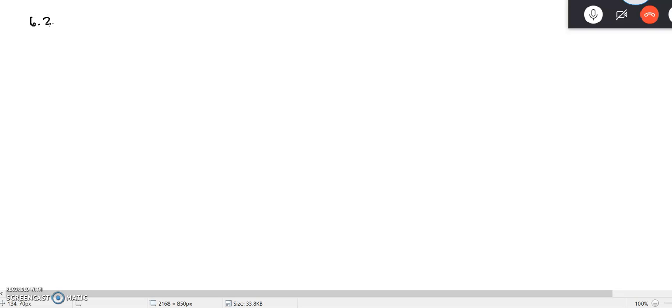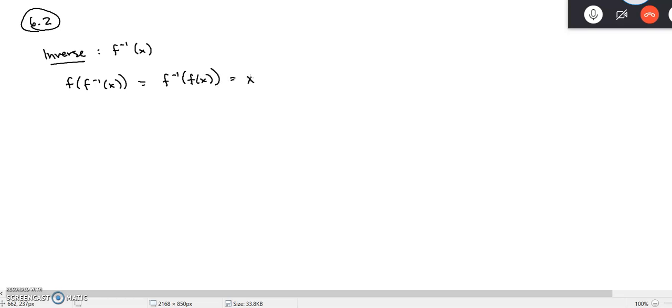Okay, continuing some examples from 6.2. In the last video we looked at one-to-oneness for graphs. The next thing that we're going to do is talk about inverses. So the definition of an inverse, which we write as f inverse of x, is that f of f inverse is the same as f inverse of f, and they should be equal to x. So a function and its inverse should cancel out when you compose them.